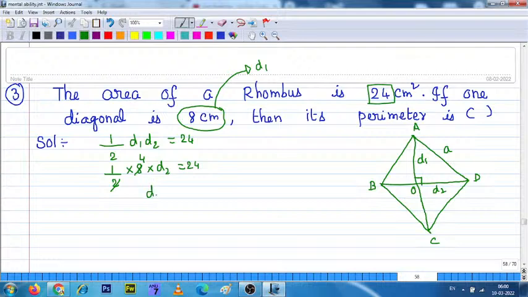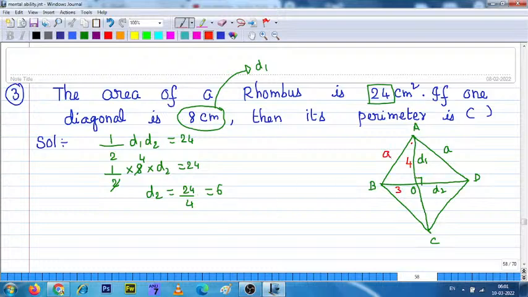Now see how D2 comes. D2 is equal to 24 by 4. That is 6. That is, we know D1, now we know D2. So D1 is equal to how much? 8. See, this will be the half of the D1. This length we can write here. So half of the D1 is 4, this will be 4. Next D2 is 6, this will be half, this is 3.